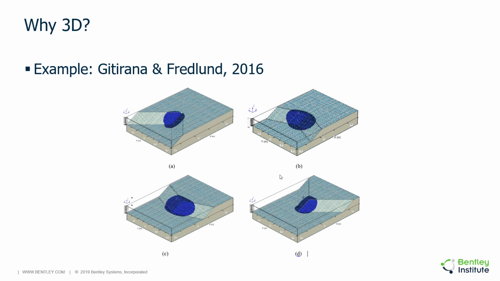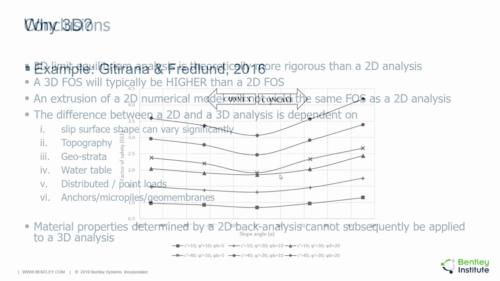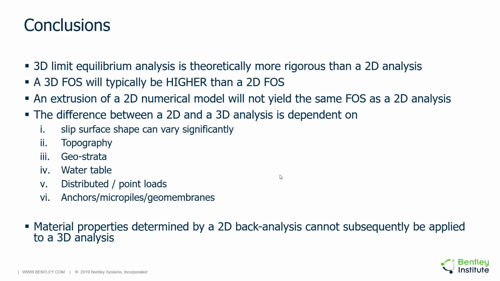So, just another look at geometry effects. More research done by Gitarana related to convex and concave slopes, and we can see from this that there are effects on both your location and your factor of safety related to strictly geometry effects, and those can be easily quantified by doing simple analysis problems. So some of the conclusions we can draw from this is we know that 3D limit equilibrium analysis is theoretically more rigorous than a 2D analysis.